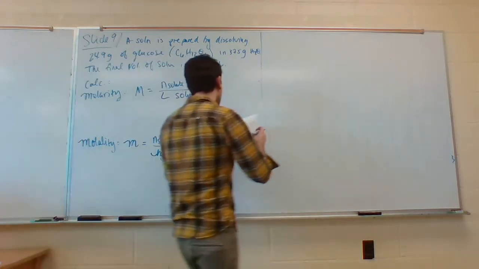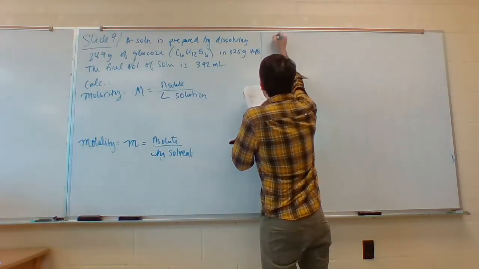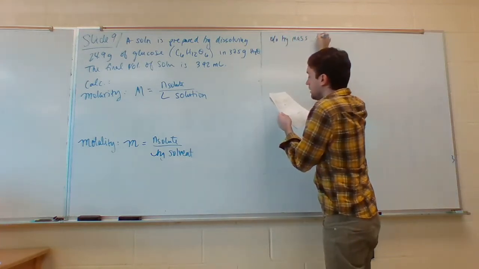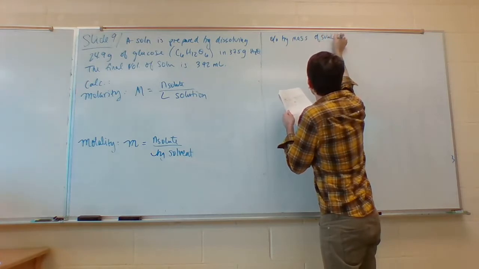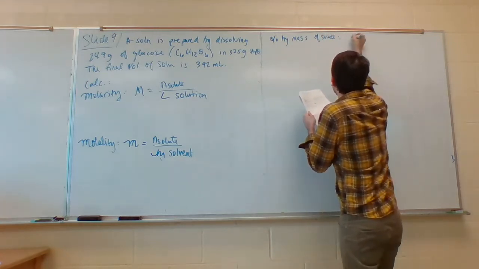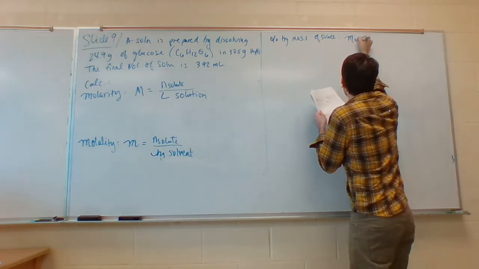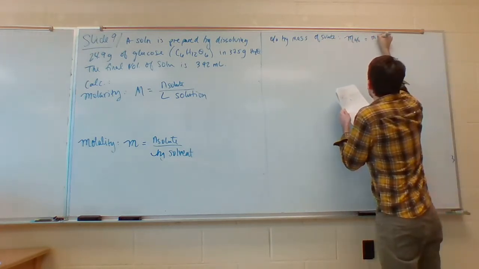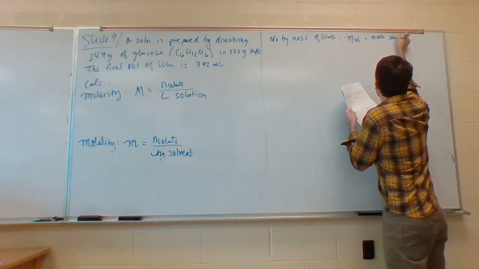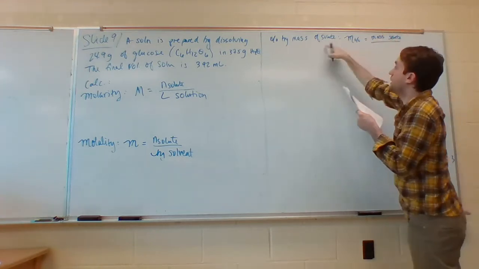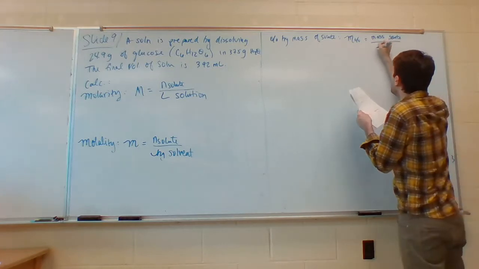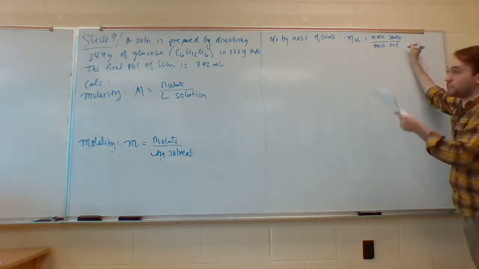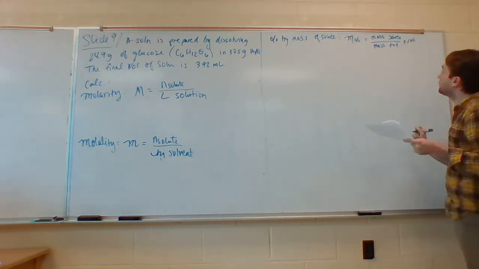I also would like you to calculate the percent by mass of the solute. The way that we do that is by our mass percent. Our mass percent was the mass of the solute, whatever we're looking for, divided by the mass total. And because it's a percent, we're going to multiply by 100.